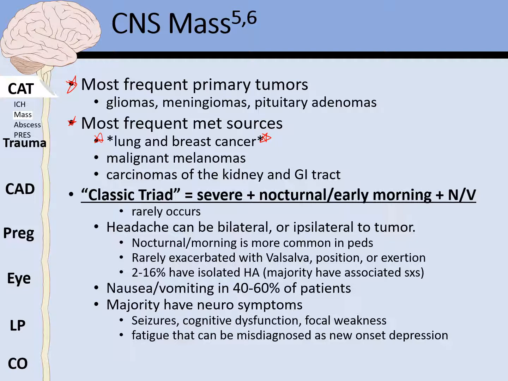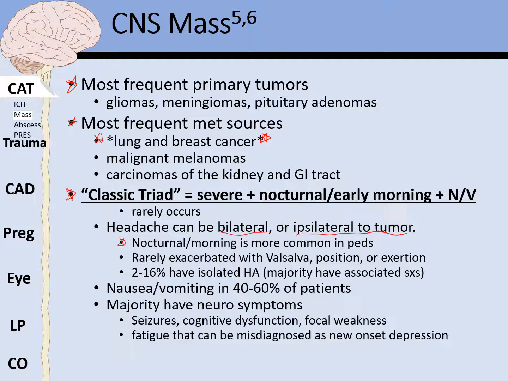The classic triad for a brain mass is a severe nocturnal or early morning headache with nausea and vomiting. However, this rarely occurs. This classically occurs due to the increased intracranial pressure from laying flat, and this feature tends to be more common in pediatrics. The headache can classically be ipsilateral to the tumor, but can occur bilaterally.